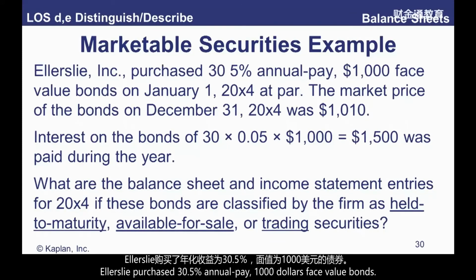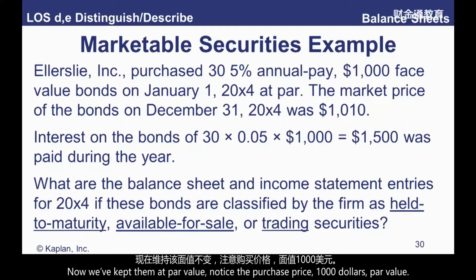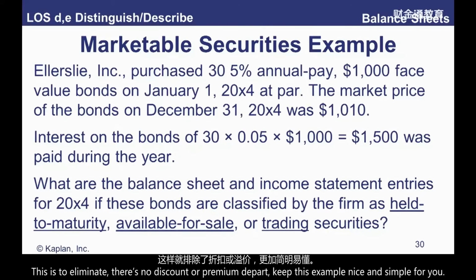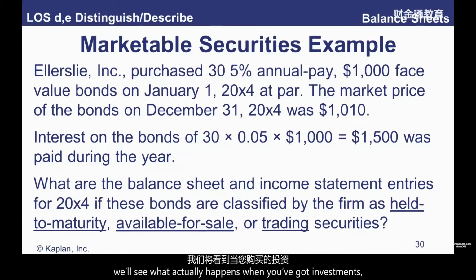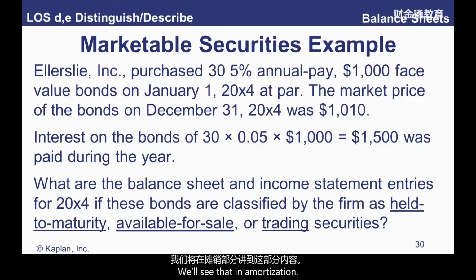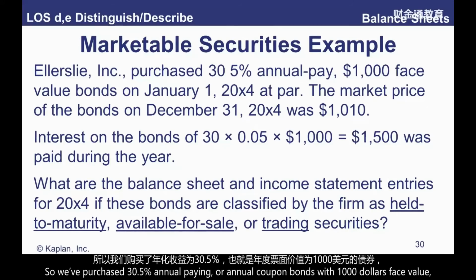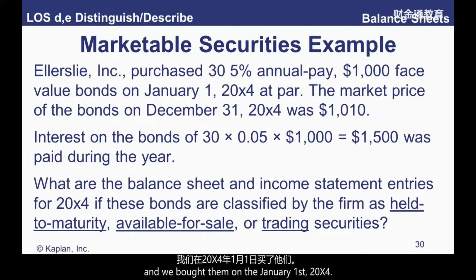Ellerslie purchased 35% annual pay $1,000 face value bonds. Now we've kept them at par value. Notice the purchase price $1,000 par value. This is to eliminate any discount or premium to par, to keep this example nice and simple for you. When we move to level 2 exam, we'll see what actually happens when you've got investments that have been purchased above or below par value. We'll see that amortization. So we purchased 35% annual paying, so annual coupon bonds with $1,000 face value, and we bought them on the 1st of January 20x4.